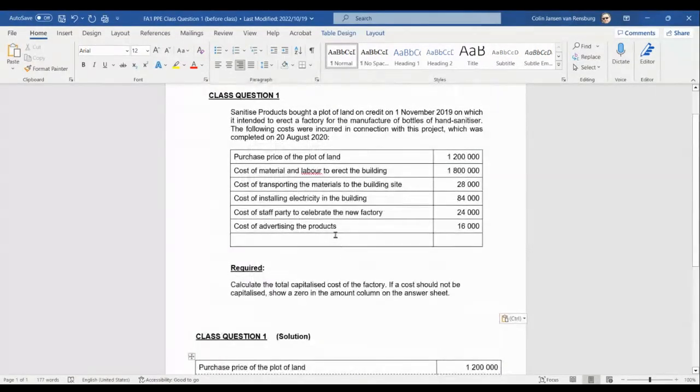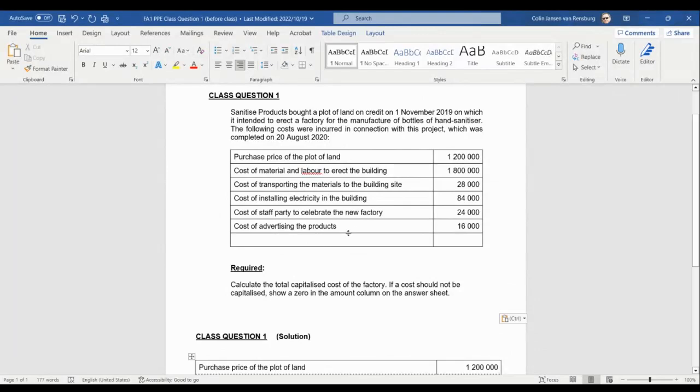Now let us go to the next one. So this is now the fourth one. The cost of installing electricity in the building, 84,000 rands. So let us go through our normal thought process here, or reasoning, on how we are going to decide whether it's a directly attributable cost or not.